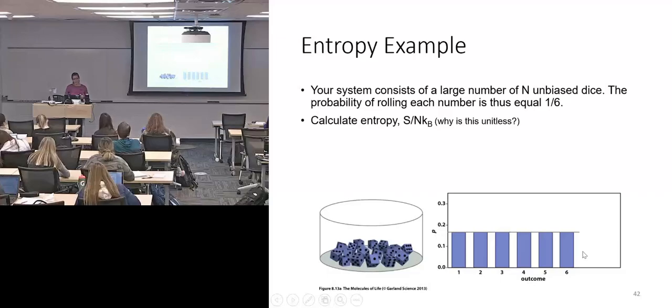Your system consists of a large number of dice, n unbiased dice. The probability of rolling each number is thus equal to 1/6. Calculate entropy, and it's asking you to not plug in n. We don't know the number of n. I don't know the number of dice that I have here. And you don't put Boltzmann's constant in.